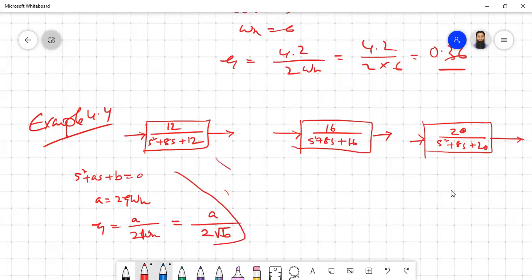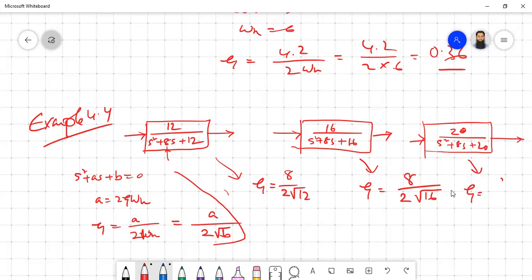Okay, so let us look at the first one. So zeta equal to a, which is nothing but 8, so 8 divided by 2 root over b, where 2 is from the formula and b is 12. So this is case 1. Case 2, zeta equal to 8 by 2 root over 16. Third case is zeta equal to 8 by 2 root over 20.